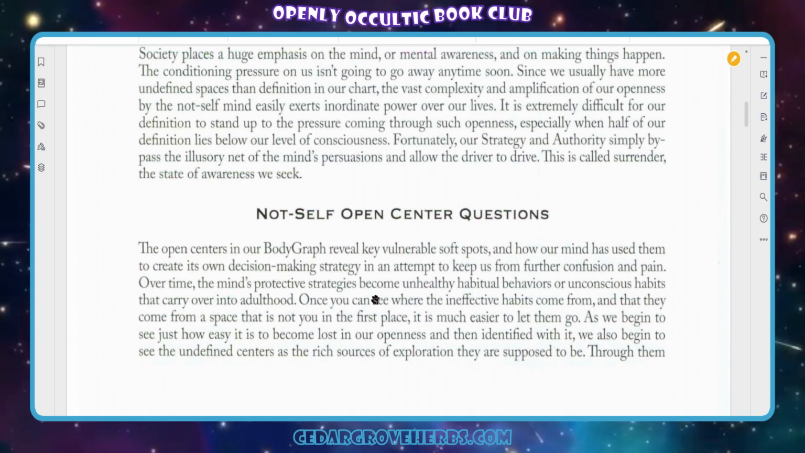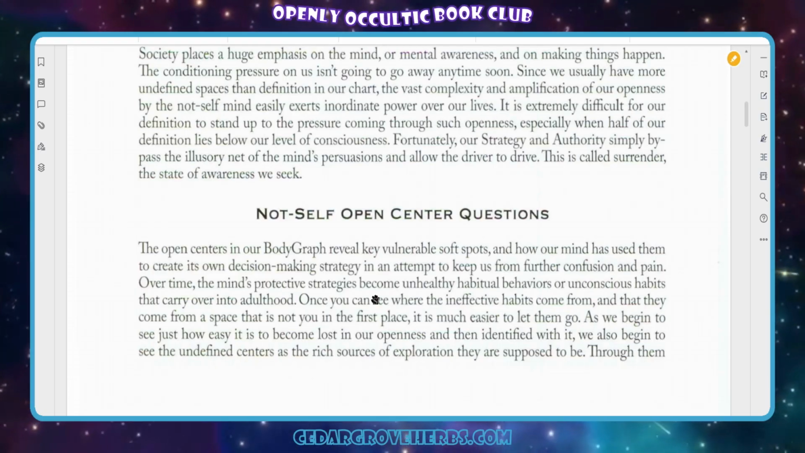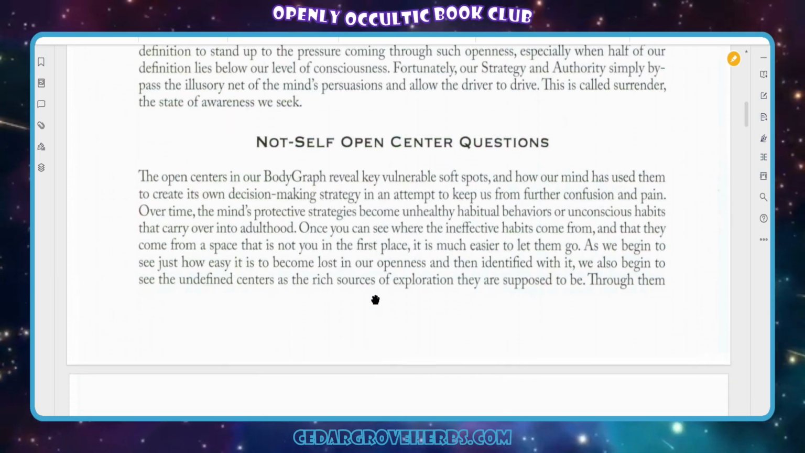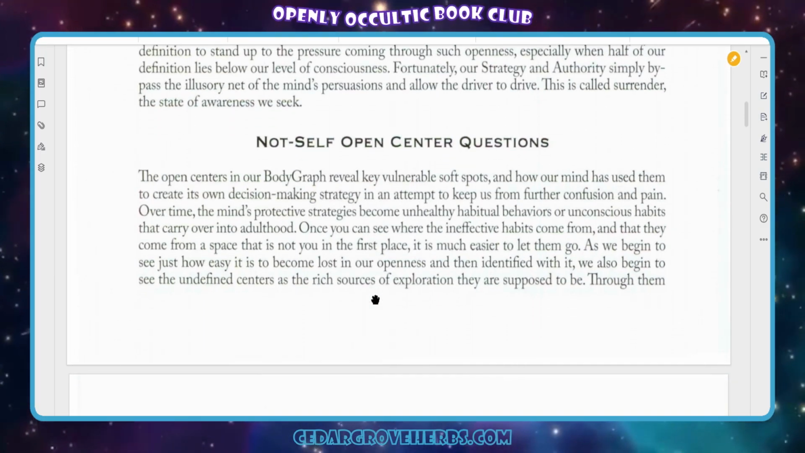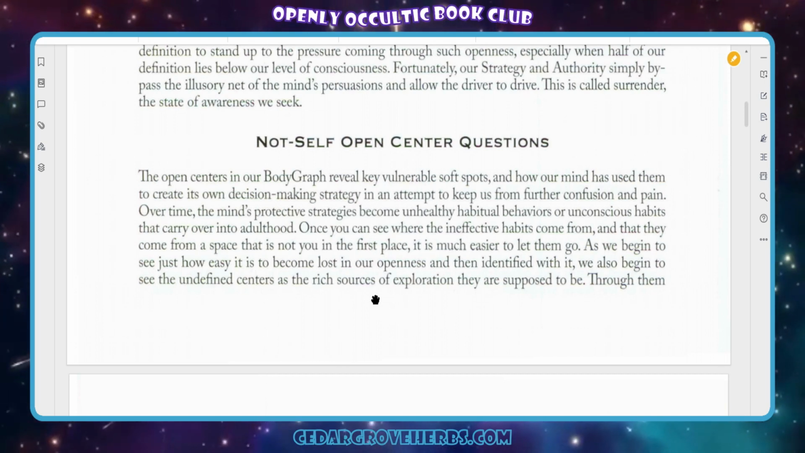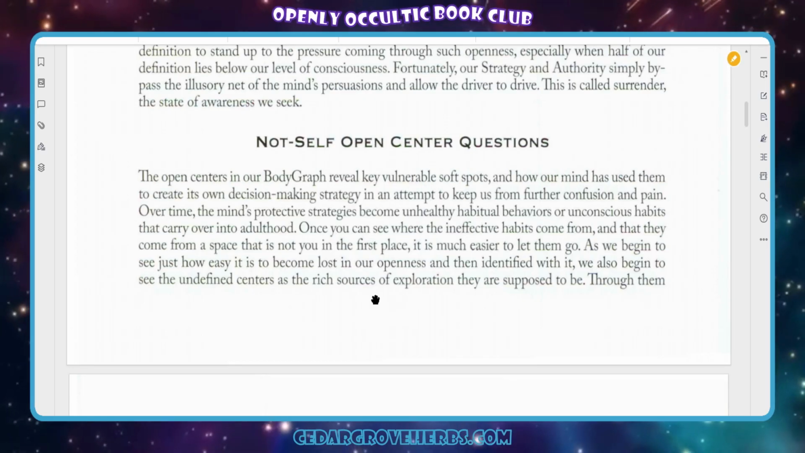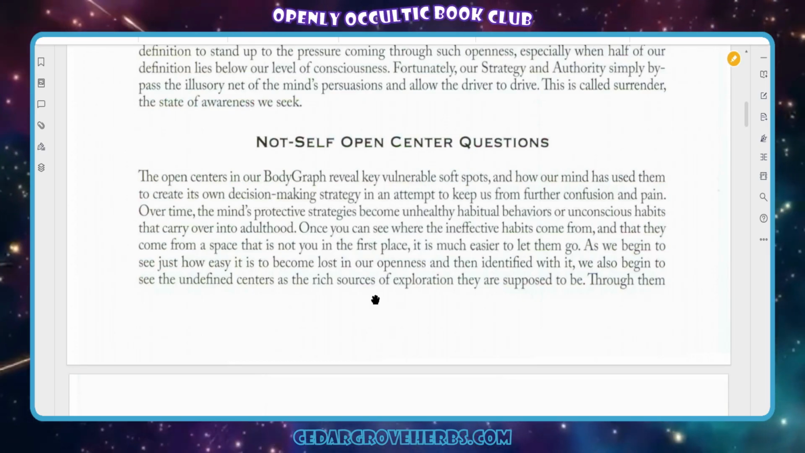Okay? We'll keep on. It says not self. We're going to deal with the open center questions. Not self open center questions. The open centers in our body graph reveal key vulnerable soft spots and how our mind has used them to create its own decision making strategy in an attempt to keep us from further confusion and pain.